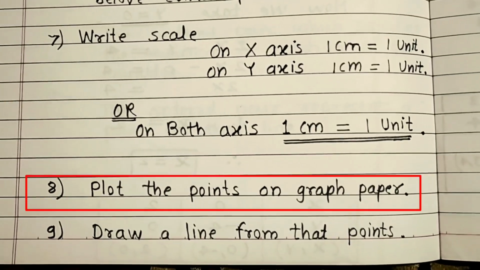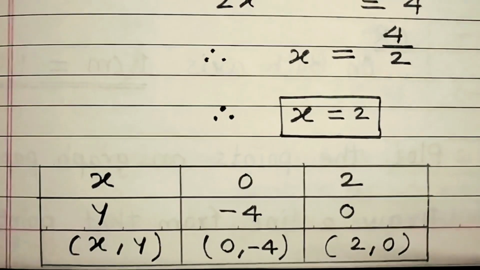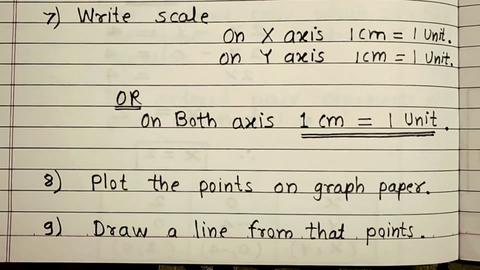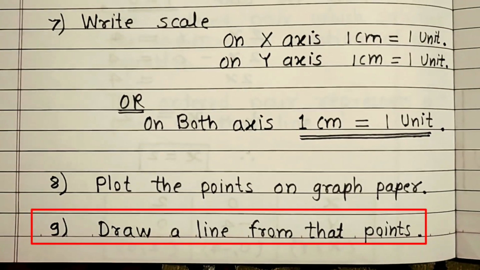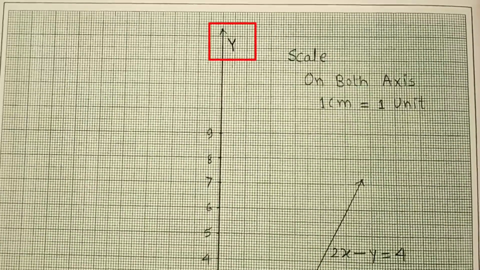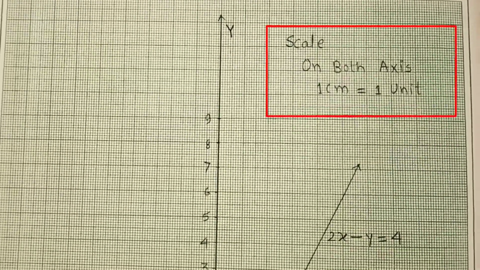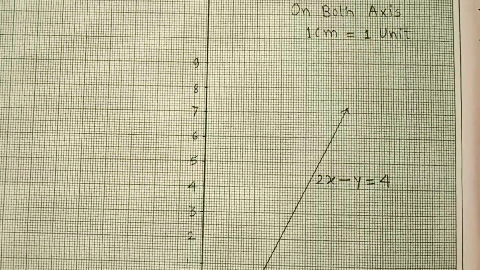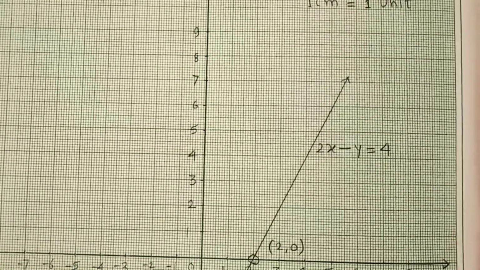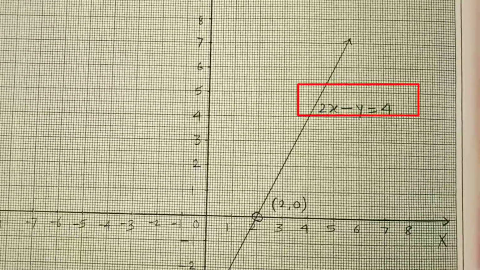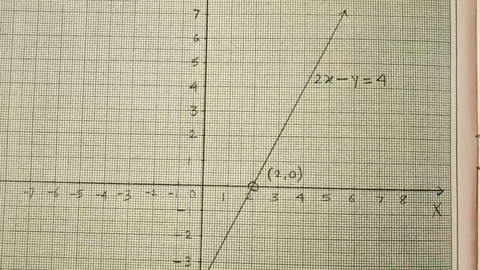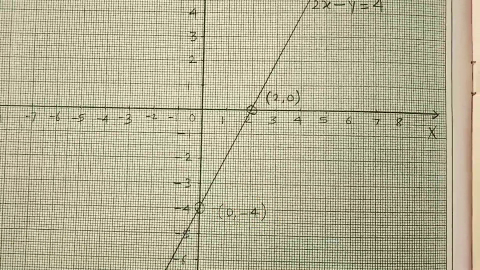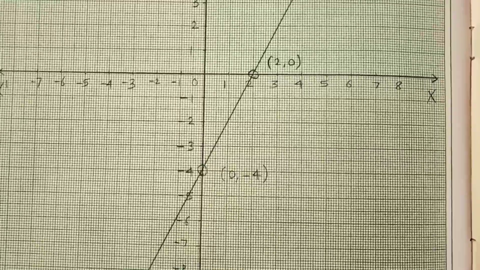8. Plot the points on graph paper. 9. Draw a line from those points. Y-axis, scale on both axes 1 cm is equal to 1 unit. Equation 2x minus y is equal to 4. (2, 0) on X-axis, (0, minus 4).